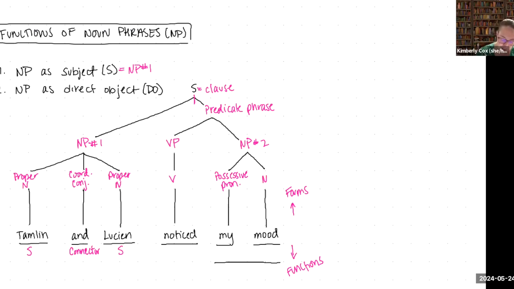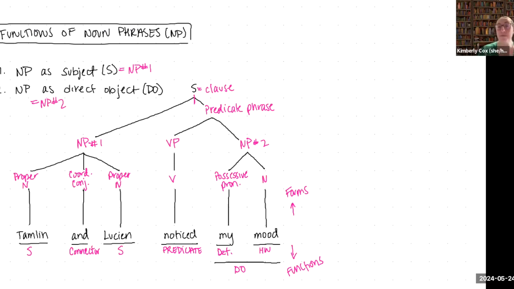Noticed is going to be our predicate. My is a possessive pronoun, so it functions as a determiner. Mood is going to be the head word for this noun phrase. And so this entire phrase is the direct object. Tamlin and Lucian are different from my mood. So it's introducing new information. And so as a result of that, it's not a subject complement. Instead, it is a direct object. So the direct object here is noun phrase number two.